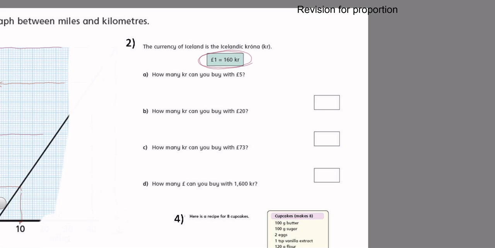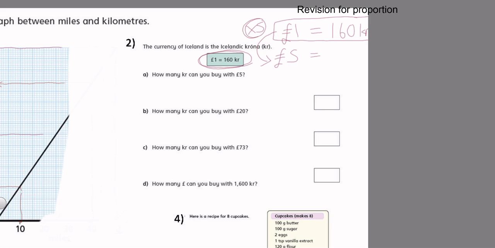So write that down then. £1 is equal to 160 krona. Question A. I want to change £5 into kronas. Remember, £1 is the same as 160 krona. So £5, well, what do we need to do? What do I do to get from £1 to £5? I need to times by 5.